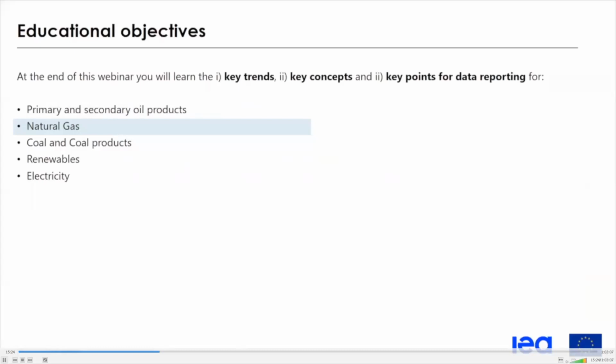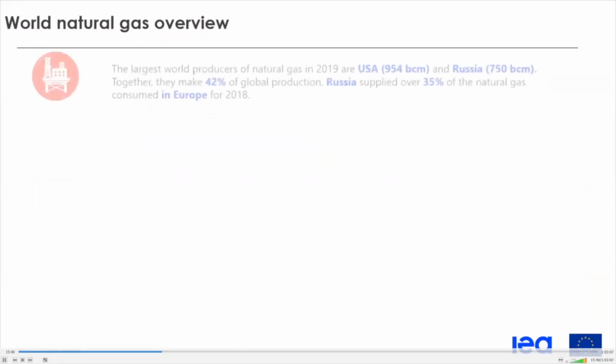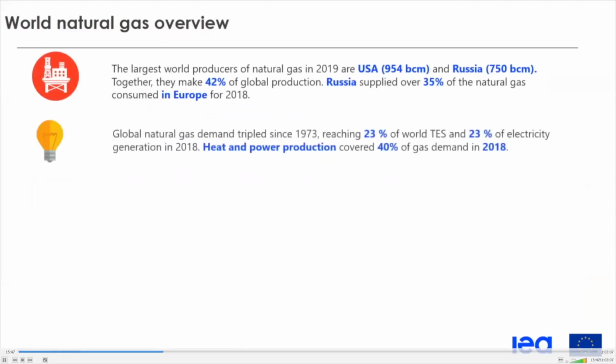Now let's talk about natural gas, and let's start with some key trends on this product. Natural gas is the fossil fuel that grew the most in the last decades. Its largest producers are now the USA and Russia. Its demand almost tripled since 1973, and it's mostly due to its large demand in heat and power production.